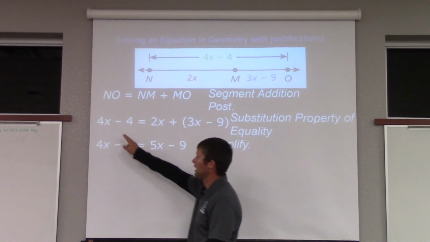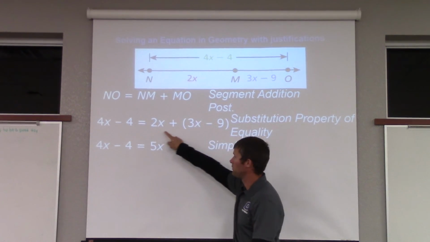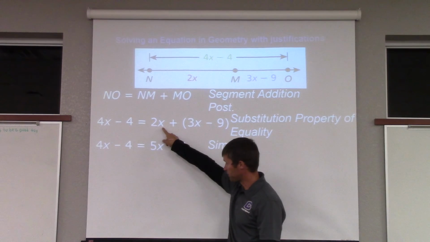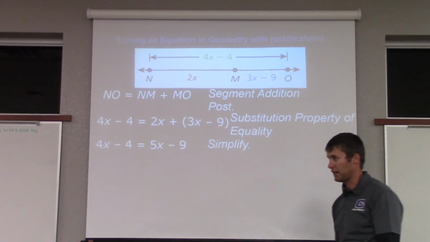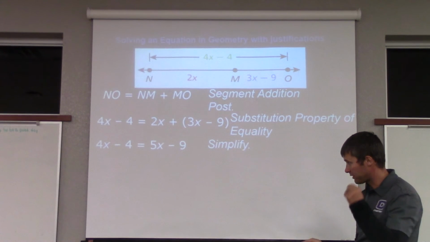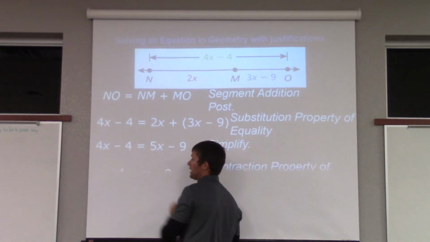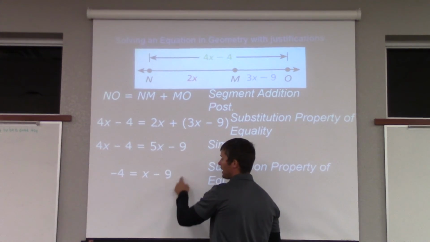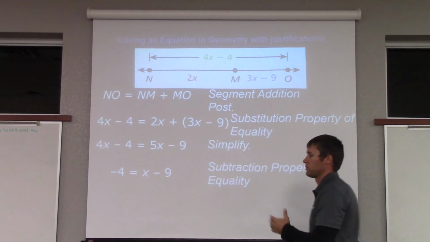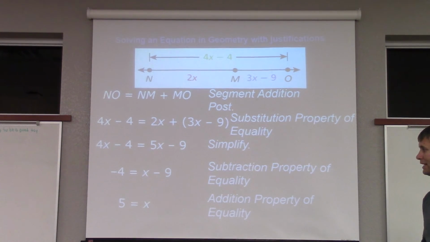Again, I look at it. What did we do here? Well, we combine like terms. 2x plus 3x is 5x. So you could say addition, you could say combine like terms, or you could say simplify. Now we're going to move this 4x, we're going to subtract it. So we'd say subtraction. And how do we get rid of this 9? We add it. So we say addition. So those are the steps we would do.